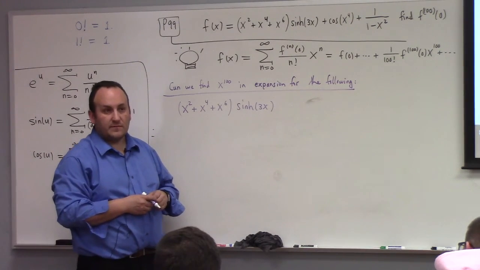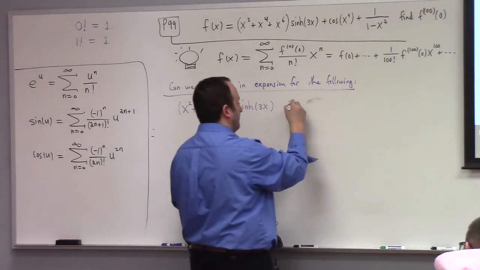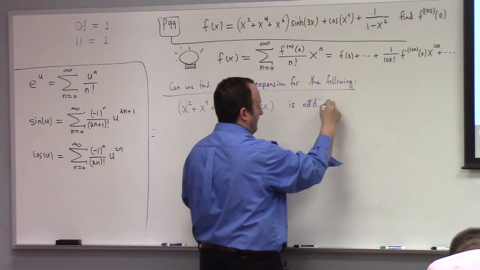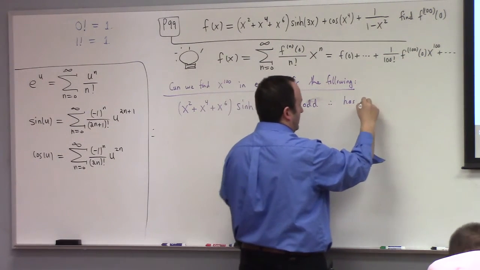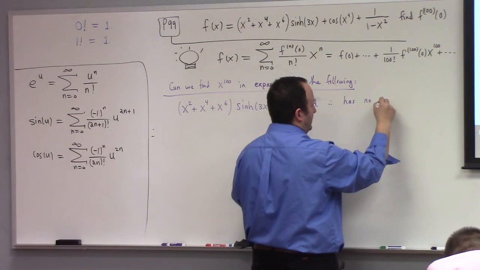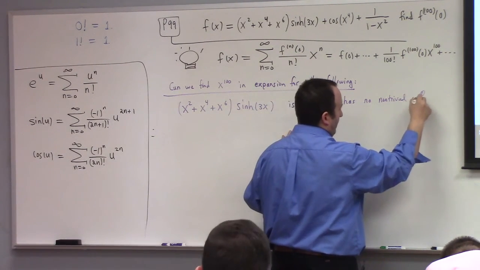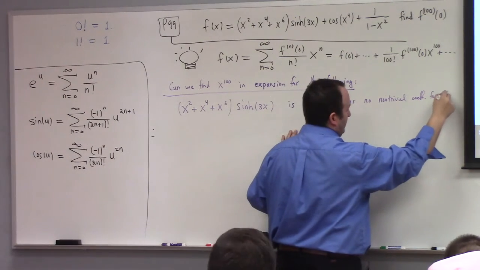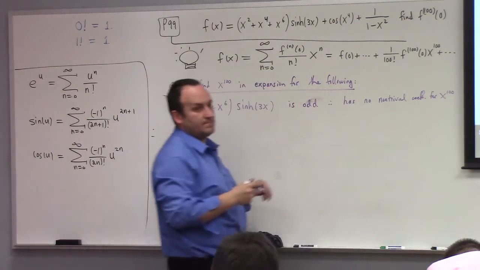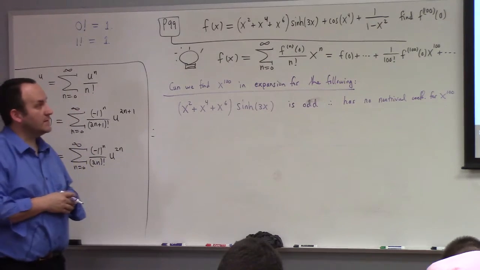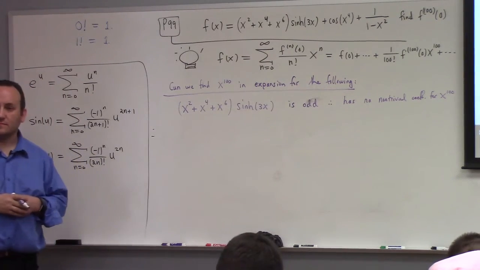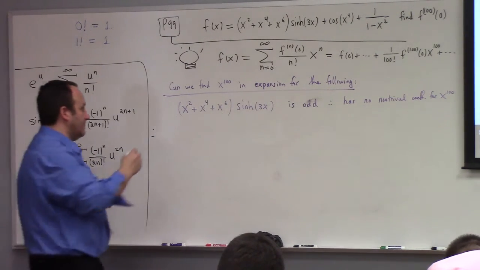So no, there is no non-trivial coefficient for x to the 100 in the Maclaurin expansion. All right, so that's out. How about cosine of x to the 4th?